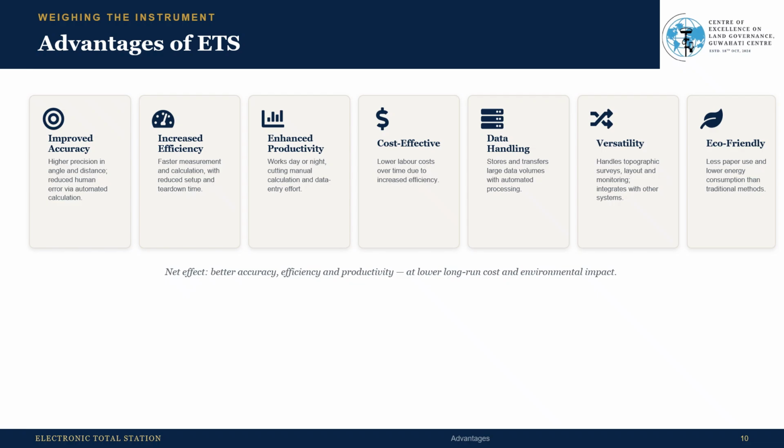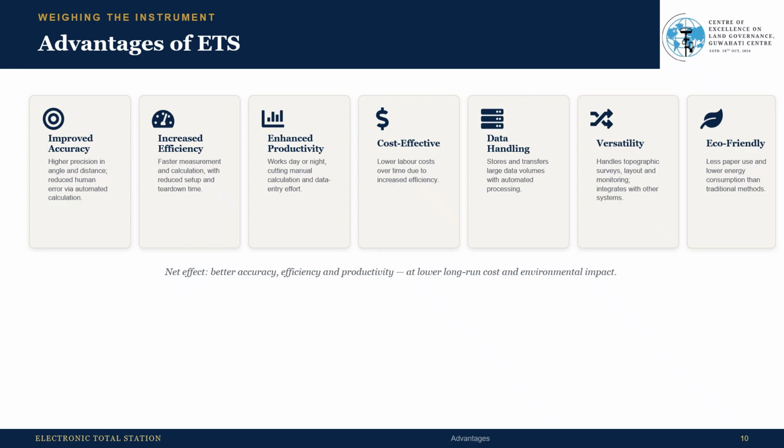Electronic total stations offer several important advantages. First, they provide high precision in angle and distance measurement and reduce the scope for manual calculation errors. Second, they improve field efficiency because measurements and calculations can be performed rapidly. Third, digital data collection improves overall productivity by reducing manual recording and data entry work. The ability to store and transfer large volumes of survey data also makes digital data management easier.